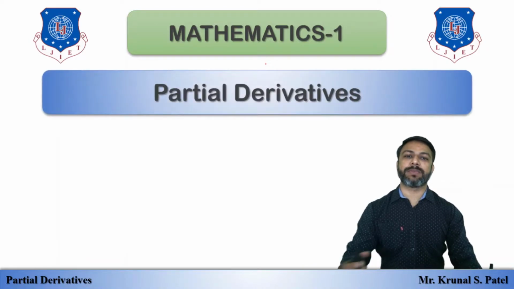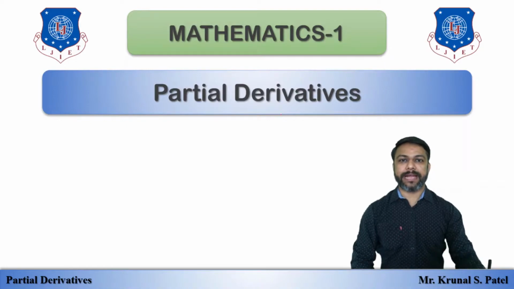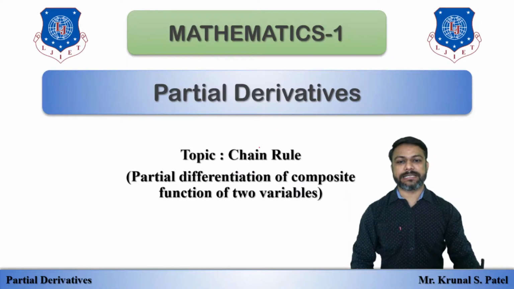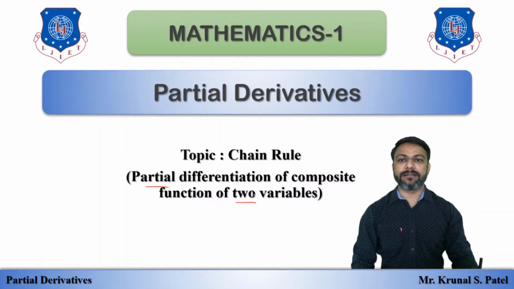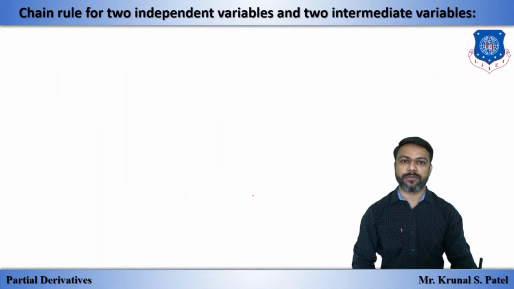Today's chapter is partial derivatives and today's topic is chain rule, but this is partial differentiation of composite function of two variables. In previous lecture, we have seen total differentiation of composite function with single variable, and here it is partial differentiation of composite function with two variables. Okay, so let's understand this topic with our different points.